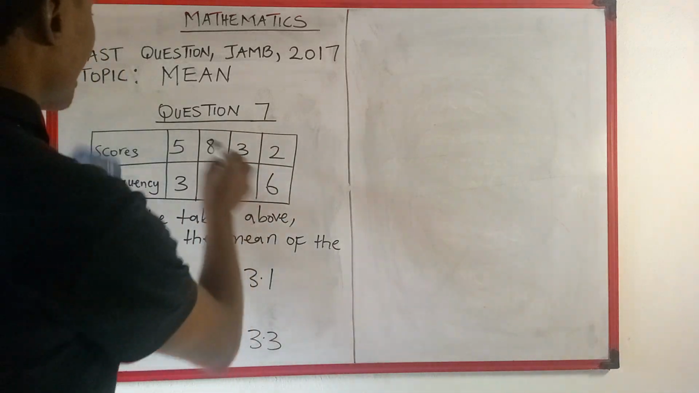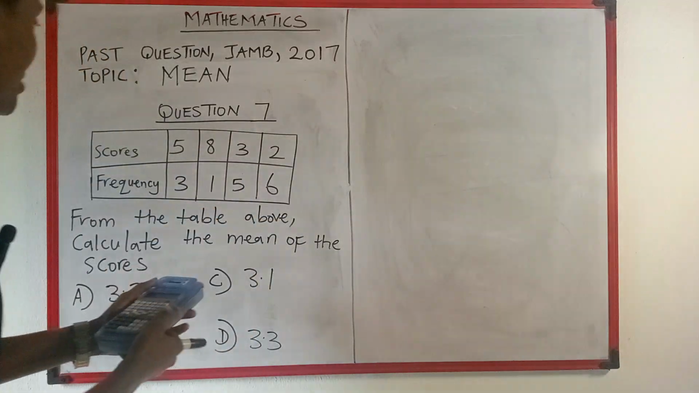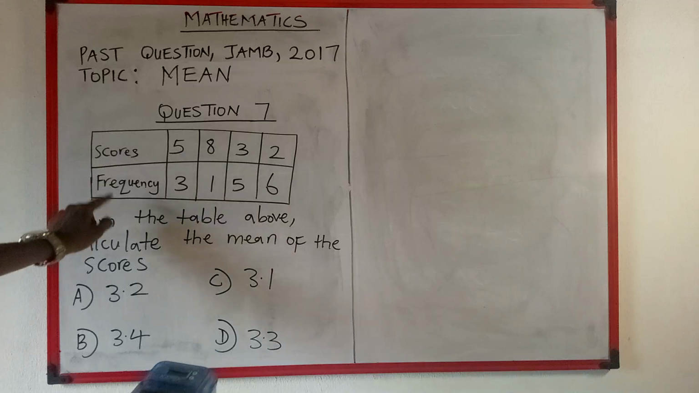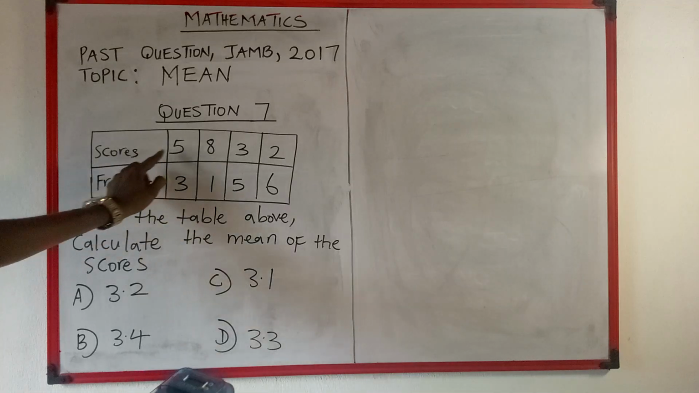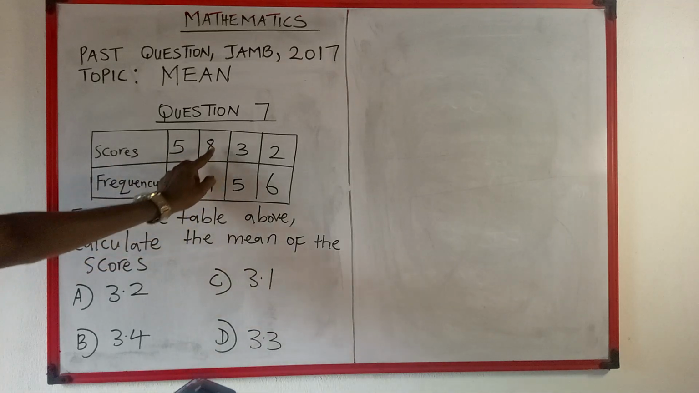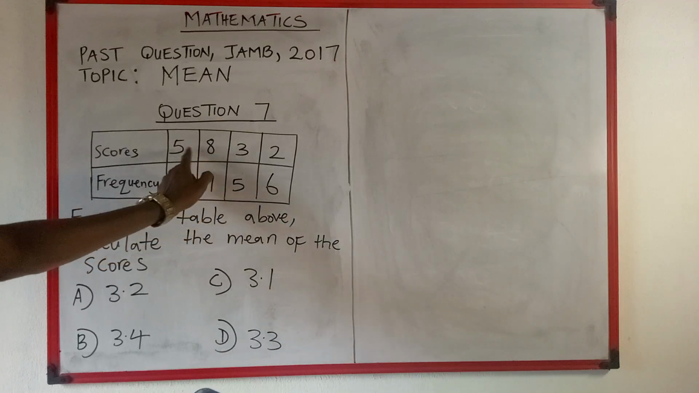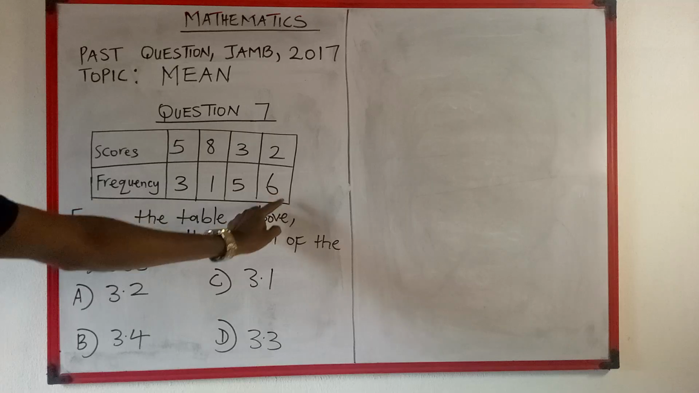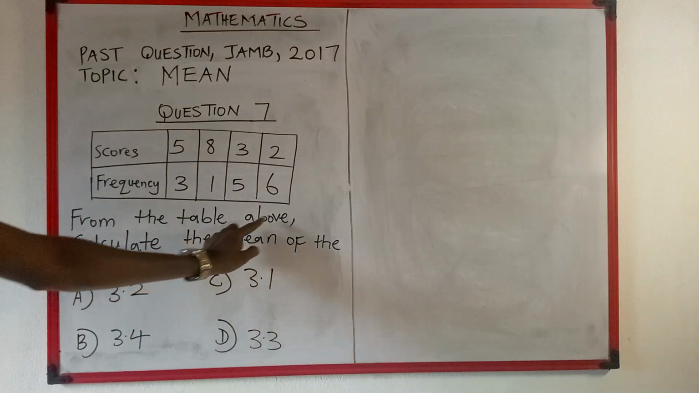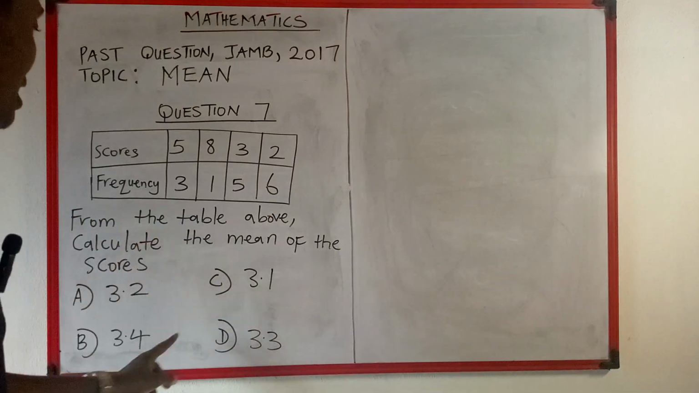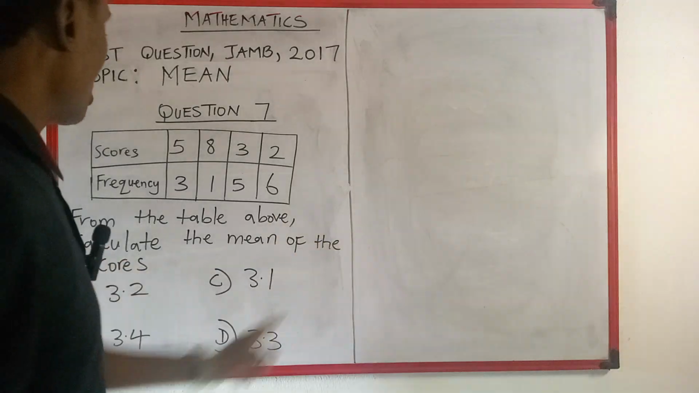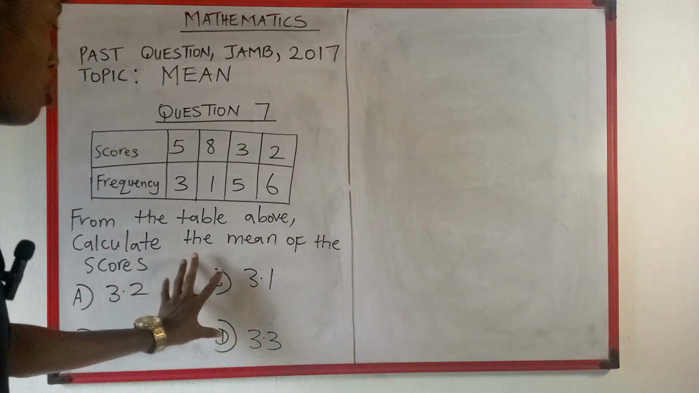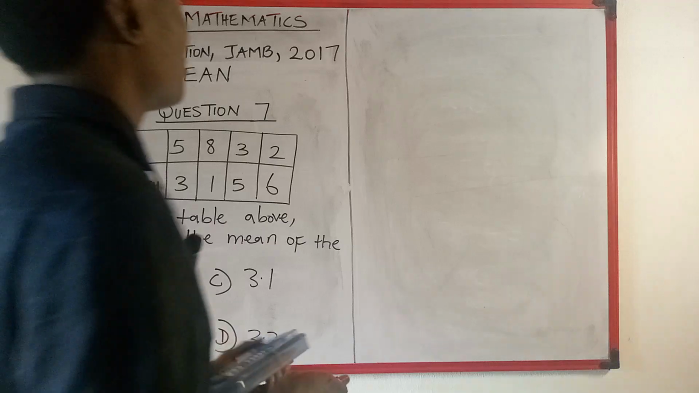Question 7. So this is a table, okay? It has a score and a frequency. Score 5 is having a frequency of 3, score 8 frequency 1, score 3 frequency 5, score 2 frequency 6. From the table above, calculate the mean of the scores. So these are the options. Solution.